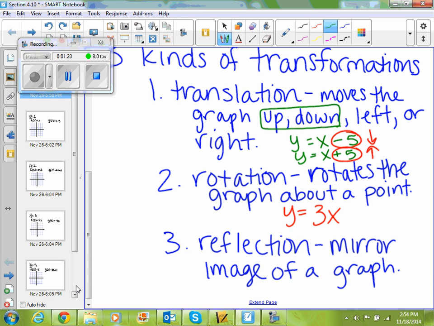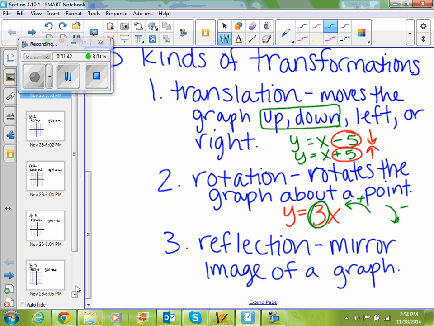A rotation would look something like y equals 3x. When you're multiplying by a number, that's a rotation. It basically means you're taking your graph and twisting it somehow. A positive number means you're rotating it counterclockwise. A negative number means you're rotating it clockwise.